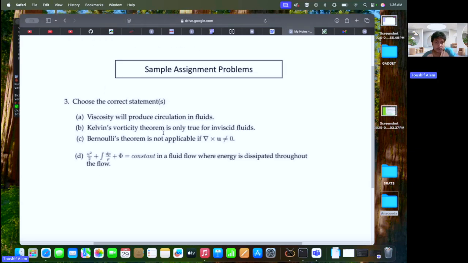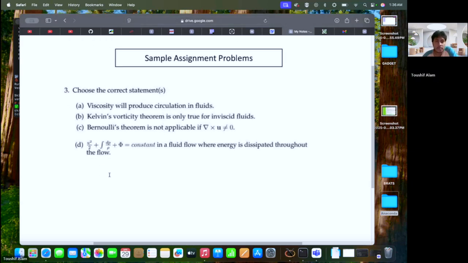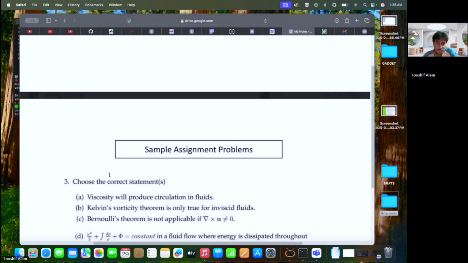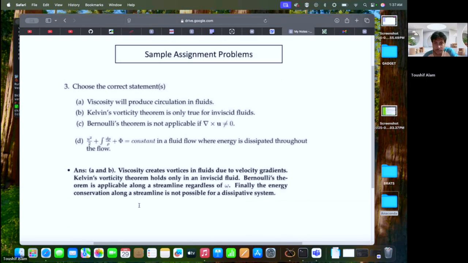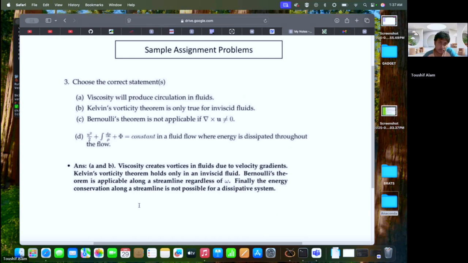And then I talked about this statement, that viscosity will produce circulation in fluids. I think I discussed this.